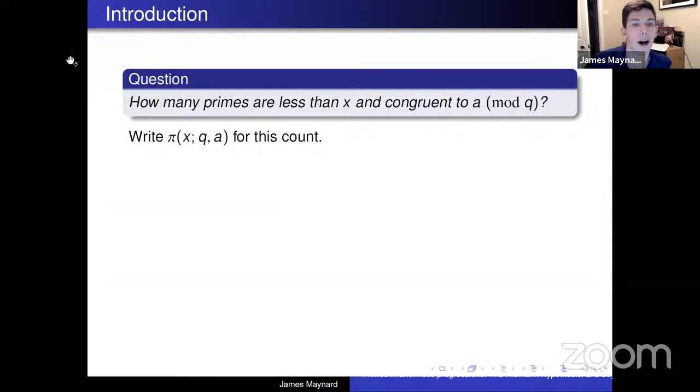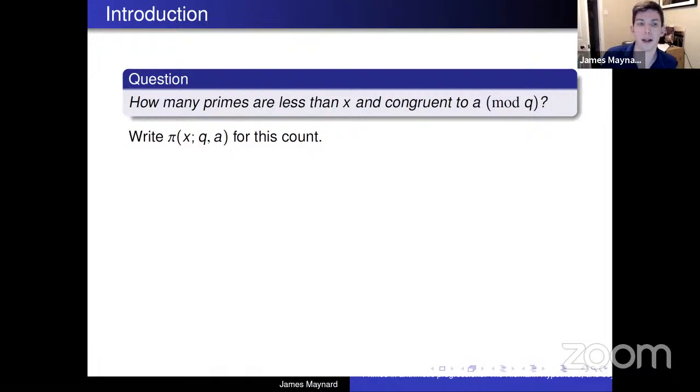The main question that I'd like us all to think about today is, well, you can think of it as a challenge that you choose your favorite three numbers, x, a, and q, and I have to try and work out how many prime numbers there are which are less than x and leave a remainder a after dividing by q, so in the residue class a modulo q. And I'll write pi of x, q, a for this count of the number of primes in a given residue class.